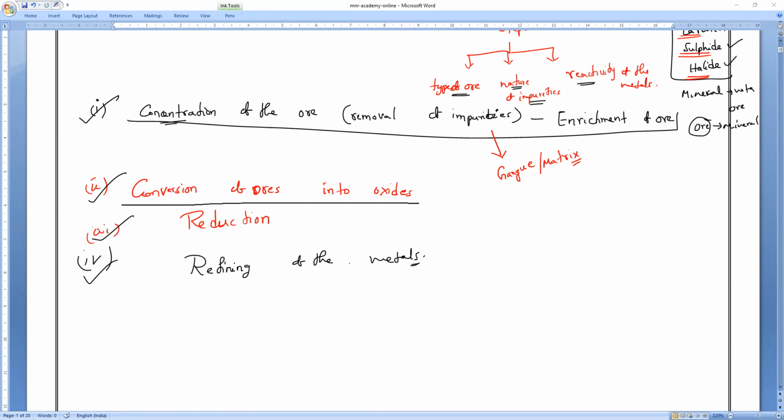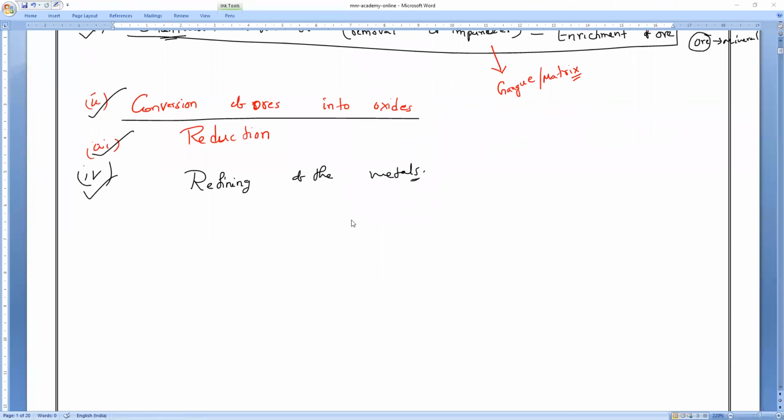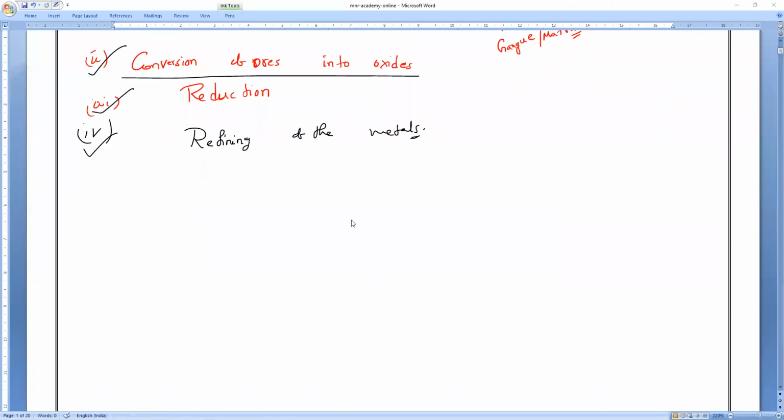So that is what you have to remember. What is the second step, everybody? Conversion of ores into oxides. Understanding? Whatever the ore, you must convert it into oxides. So all of you remember, concentrated ores can be converted to metal oxide by using two methods. So let us see that.